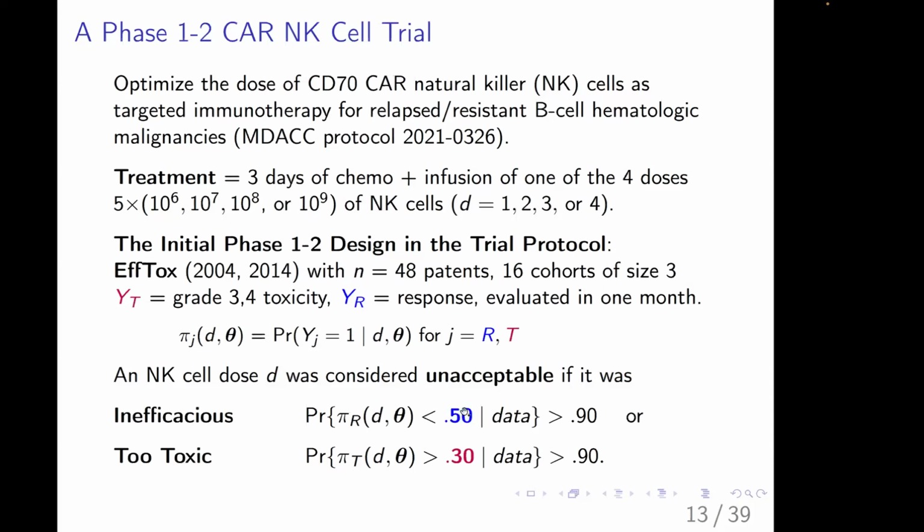So the investigator said, look, the minimum response rate we'll accept is 50%. If it's likely to be below 0.5, then the dose is not acceptable. It's inefficacious. And flipping it over to toxicity, the investigator said the maximum rate of toxicity is defined as 0.3. So if it's likely to be above 0.3, then that dose is too toxic. So these are rules for weeding out doses that are ineffective or unsafe.